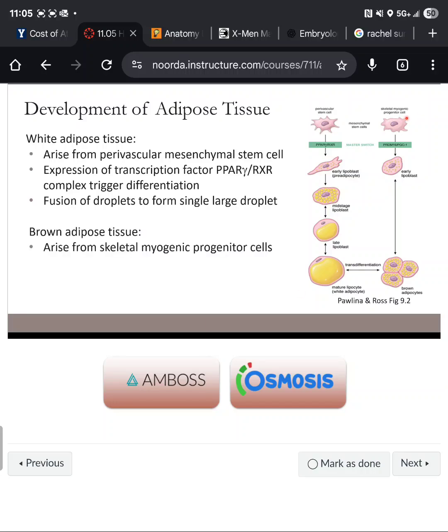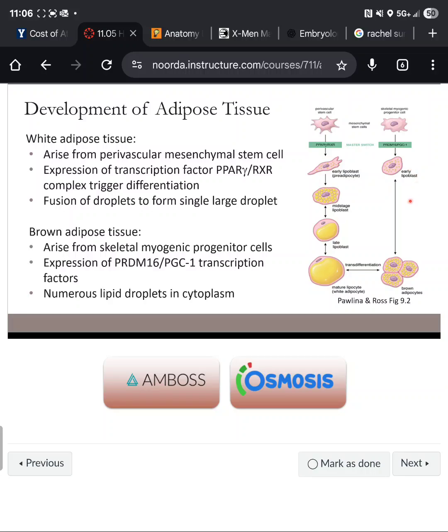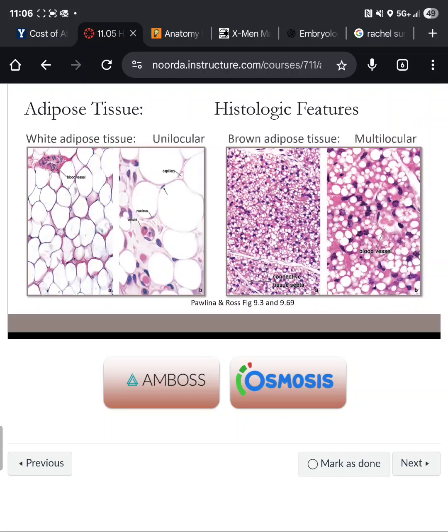When we talk about the brown adipose tissue, it arises from skeletal myogenic progenitor cells. You have the expression of a zinc finger protein, PR domain 16, and a PPAR gamma coactivator 1 called PGC1, which triggers lipogenesis to occur. Again, it transforms from an early lipoblast. Now again, you have these numerous lipid droplets in the cytoplasm that distinguish a brown adipocyte from a mature white adipocyte. I will talk about transdifferentiation later on, where these types of fat tissues can transform into one version or the other. Here are some examples of histologic features of white adipose tissue.